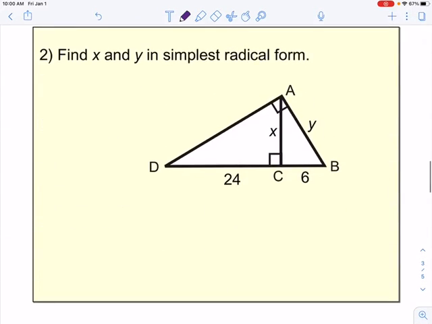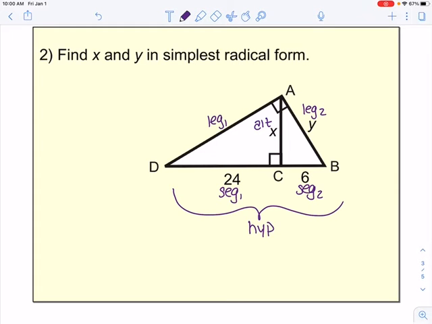The first thing we want to do in number 2 is find X and Y in simplest radical form. Since this is the first example we're doing, I'm going to label what my leg 1, leg 2, segment 1, segment 2 all are, just so you can see it. It's the only time I'm going to do it though. This would be leg 1. This would be leg 2. This would be my altitude. This piece is segment 1. This would be segment 2. And this entire thing is going to be my hypotenuse.